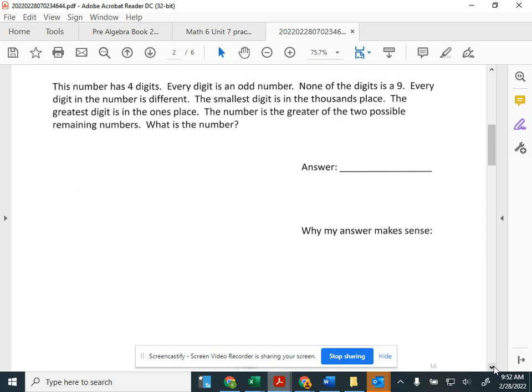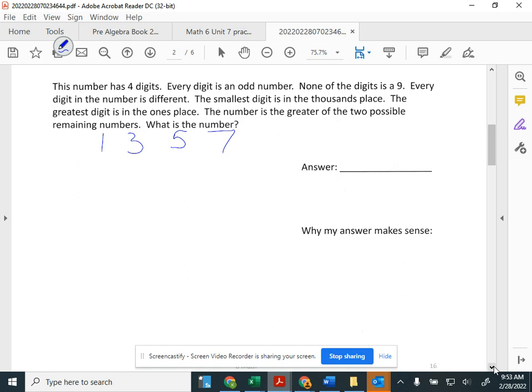This number has 4 digits. Every digit is an odd number. None of the digits is a 9. So my odd numbers, 1, 3, 5, and 7. That's the answer? No. We haven't read the whole thing yet. You have to read the whole problem.